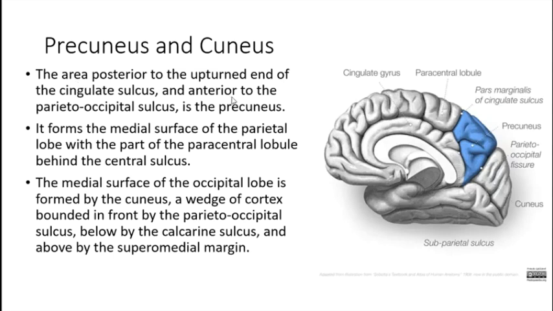The area posterior to the upturned end of the cingulate sulcus and anterior to the parieto-occipital sulcus is the precuneus. It forms the medial surface of the parietal lobe with part of the paracentral lobule. Here this was the paracentral lobule; all of this together forms the parietal lobe. The medial surface of the occipital lobe is formed by the cuneus, a wedge of cortex bound in front by the parieto-occipital sulcus, below by the calcarine sulcus, and above by the superior medial margin of the cerebrum, obviously.